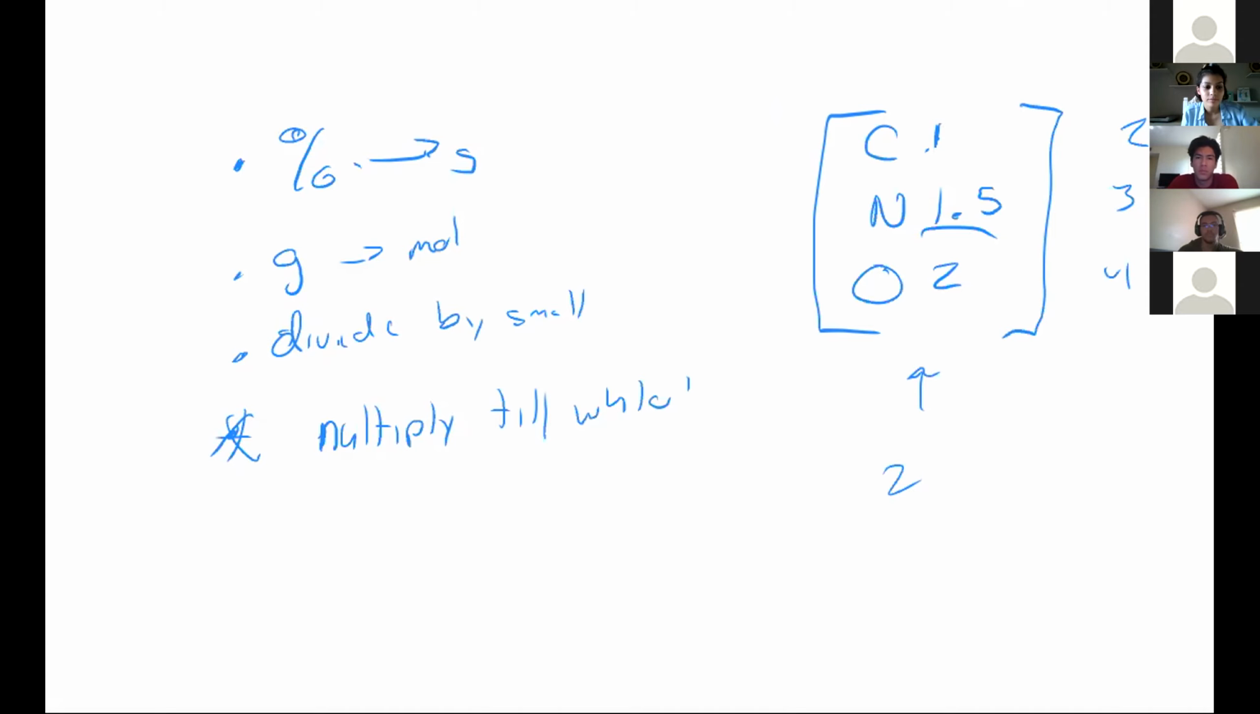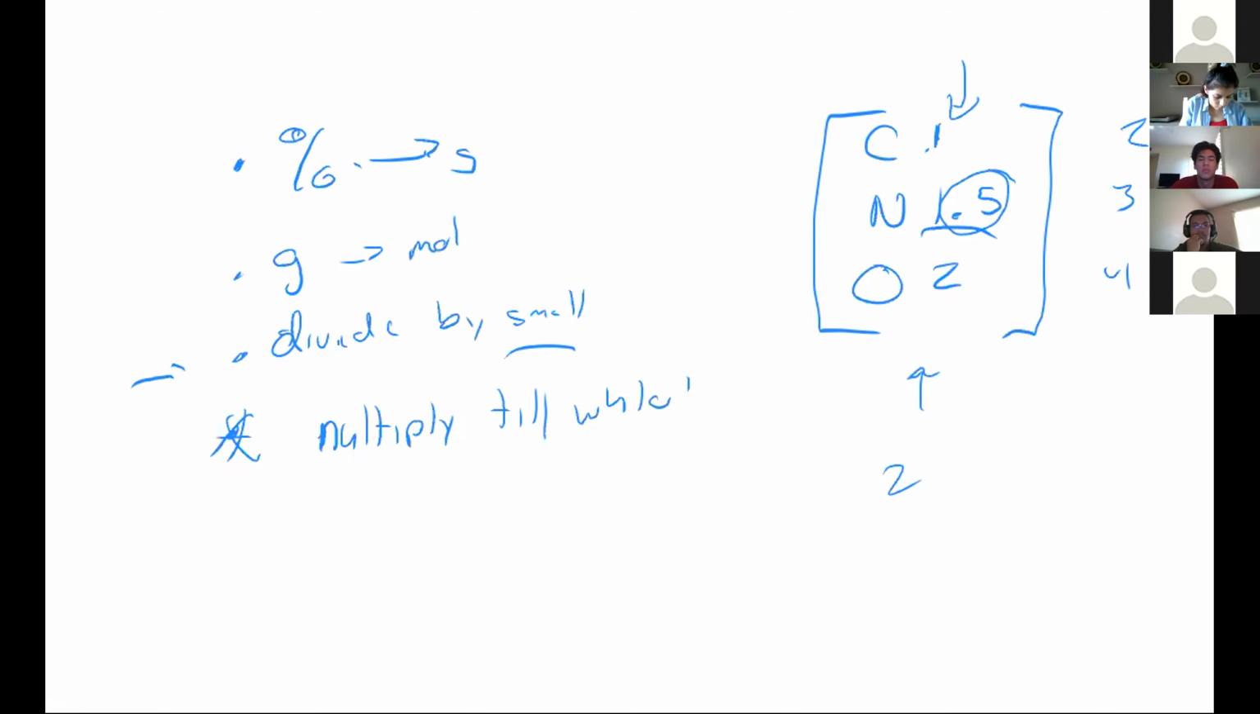So how do you know you need to multiply? After you divide by the smallest one, if you still have a decimal, like 1.52, you need to multiply until it's not a decimal. Does that make sense? If we have something like 1.8, do I need to multiply? Yes. But remember, divide by small before you multiply.